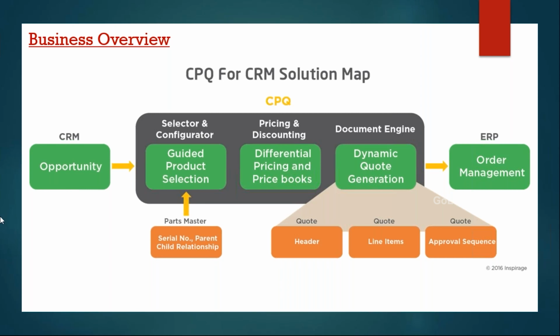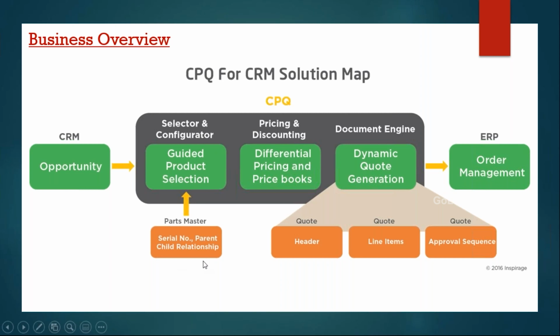That's why I have a diagrammatic representation here: from the CRM opportunity we're going to create a quote, and in the quote we're going to have a configurator, pricing, and a document engine or document designer, which prepares the proposals here. Once we are done with this, we place an order in the order management system. The ERP may be Oracle Fusion or JD Edwards, it may be anything.